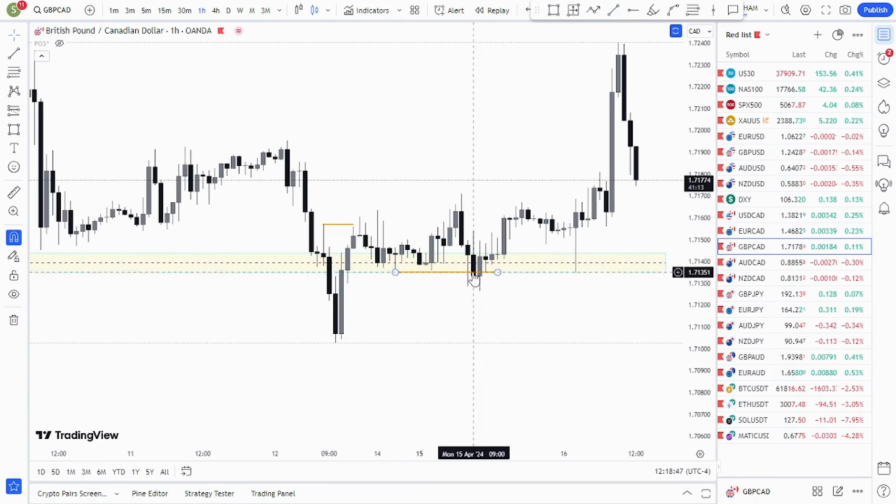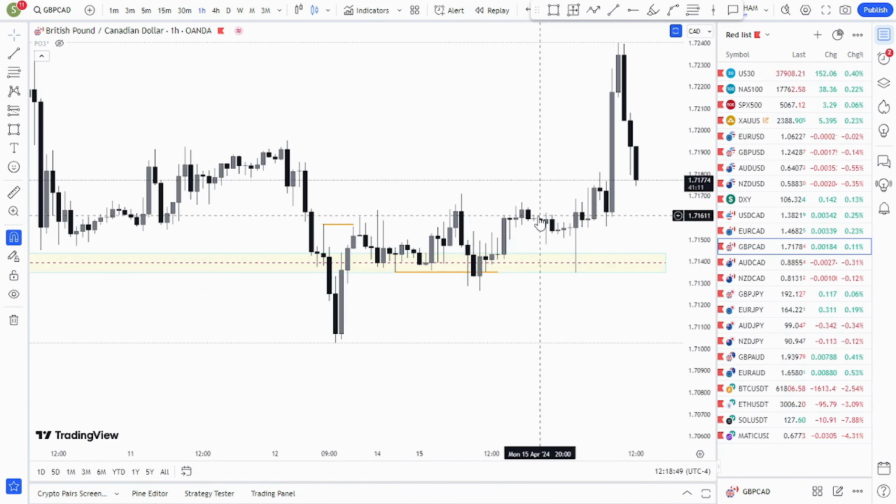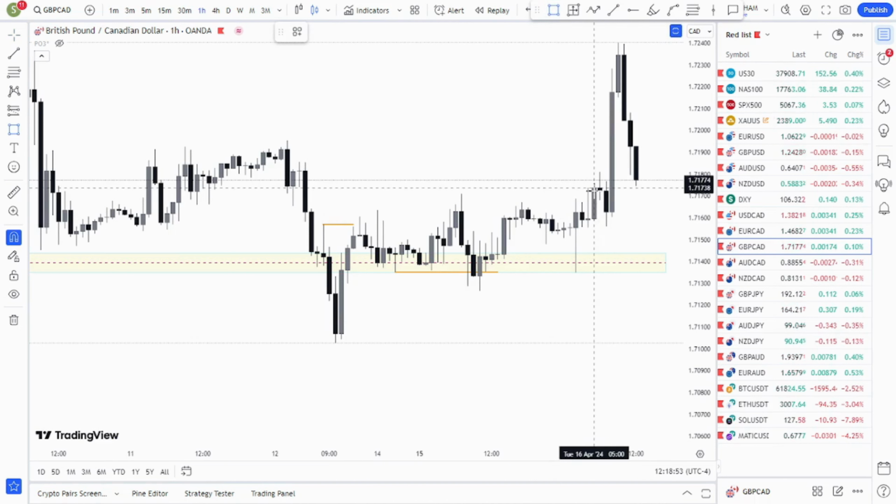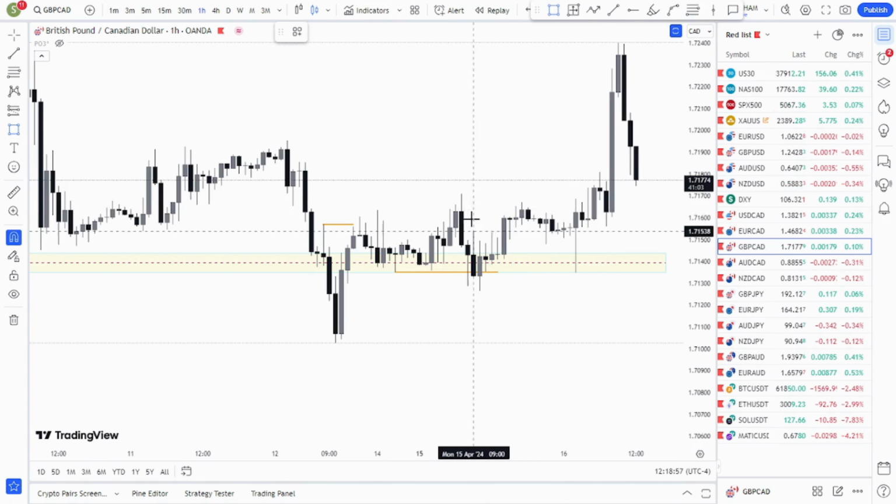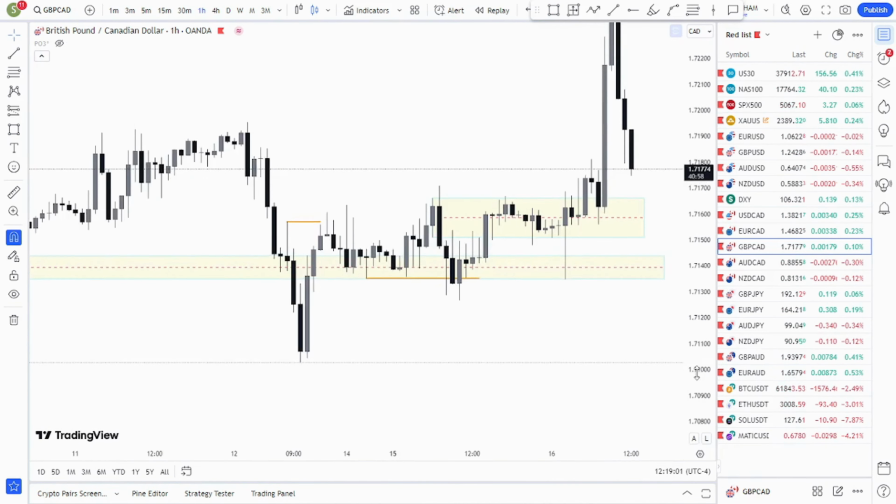So this is our intermediate term low, and then it also continued higher and higher. And when this candle closed just 2 hours before the news, one thing was confirmed. When this candle closed, we had this breaker confirmed. Yes, this is a breaker block.